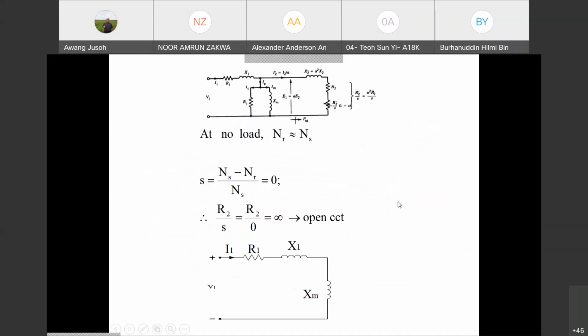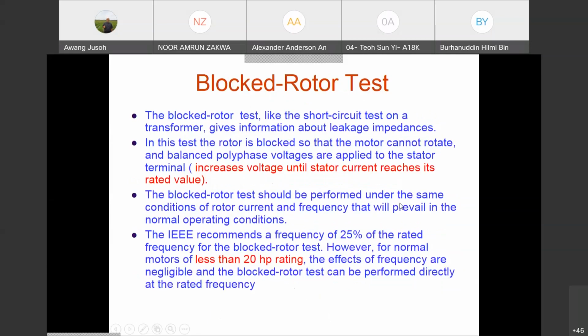Now, the second test is the block rotor test. What is the block rotor test? Block rotor test is a test that we carry out to find the components R2, X1, and X2 also. So we need to block the rotor. You have to lock the rotor first. If we have a mechanical device there, you lock the rotor.